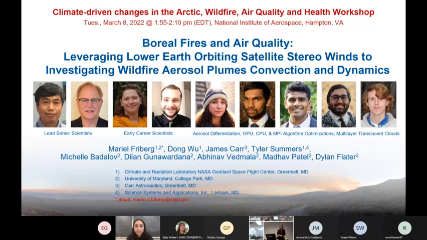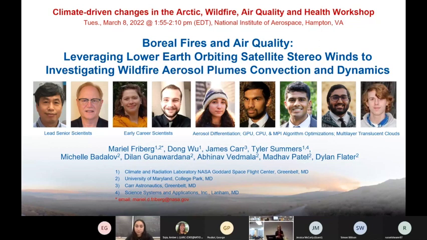So as you can see here, we're trying to leverage lower Earth orbiting satellite stereo winds algorithm to investigate wildfire, aerosol plume, convection, and dynamics. And so we use lower Earth orbiting, geostationary, and the different pairings between the two.